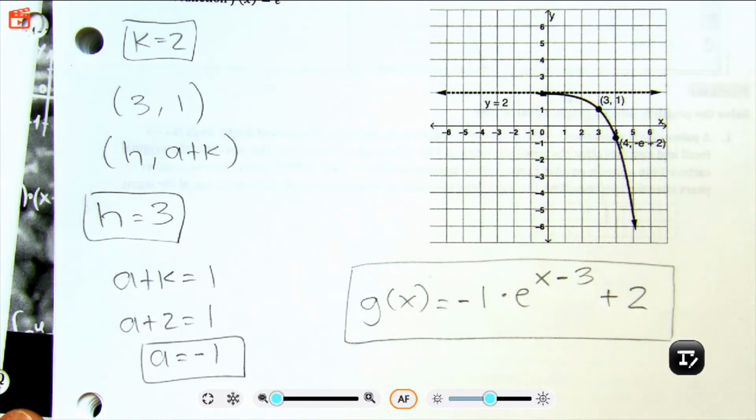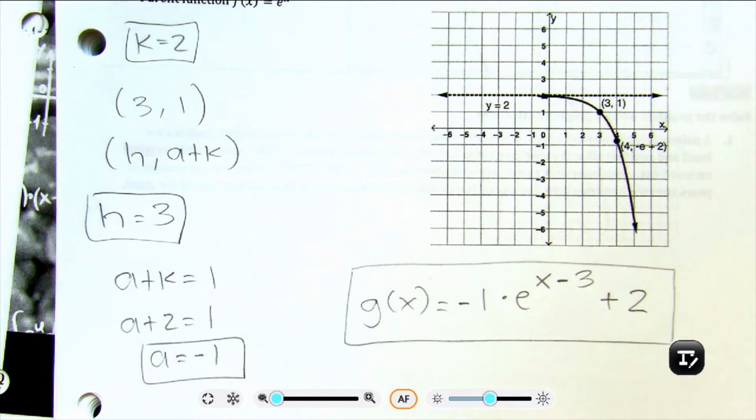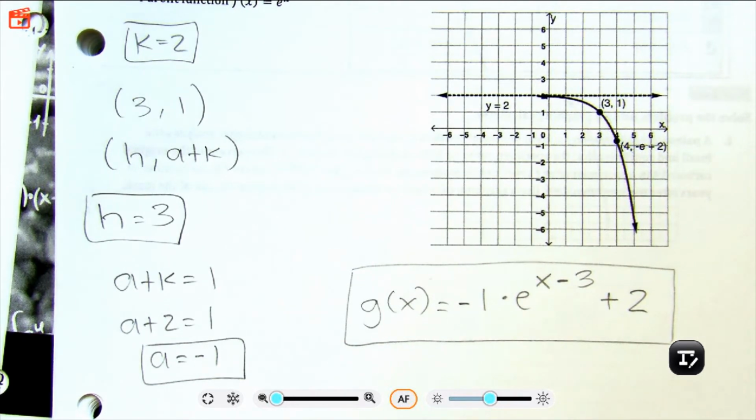Okay, so now let's look really quickly at modeling exponential functions with base e.